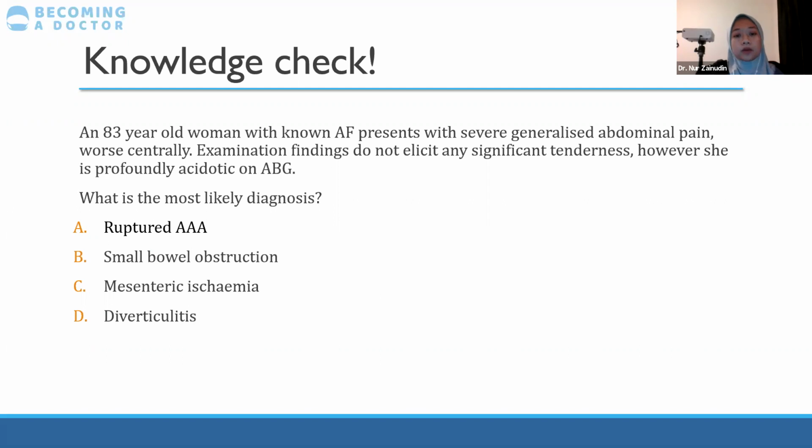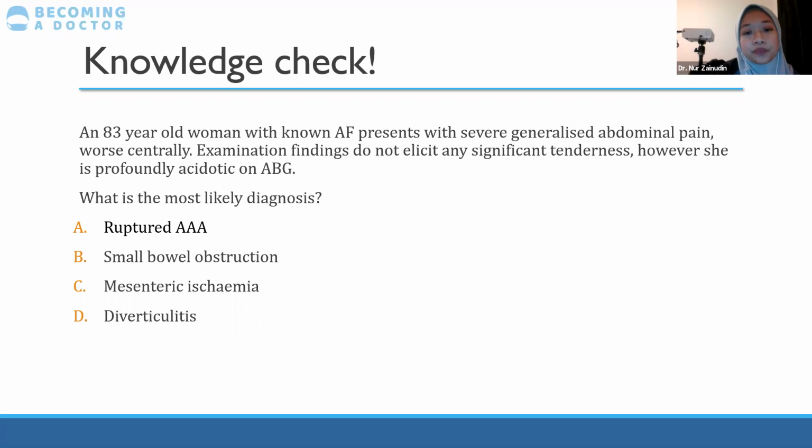Then B, small bowel obstruction. That's also quite a fair differential as well. So generalized abdominal pain, some people can have very severe generalized abdominal pain, where essentially the key difference in this question is that she has known AF. That's what makes the difference. Diverticulitis, very good. No one answered diverticulitis because we've mentioned it's usually in the left lower quadrant.